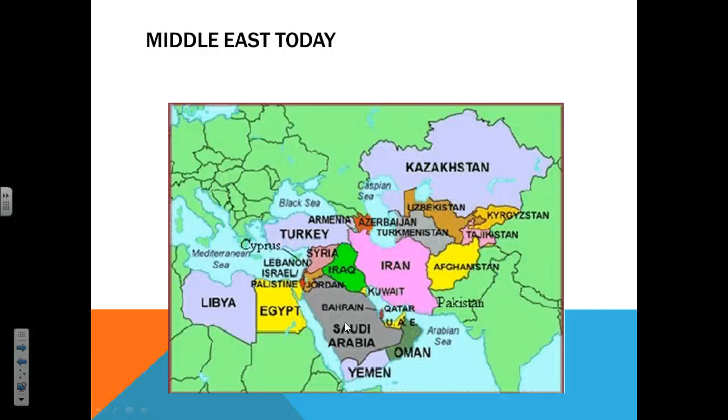Okay, another really, really key thing for understanding the conflict in the Middle East and the way the Middle East runs is that Israel was created immediately after World War II as a homeland for the Jewish population of the world.